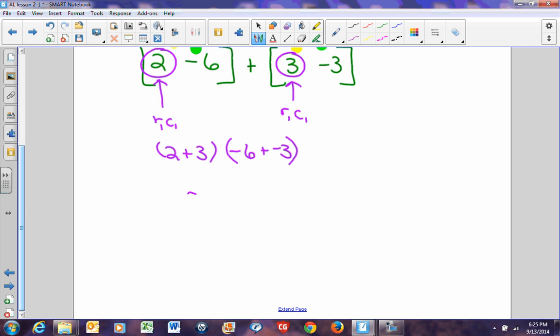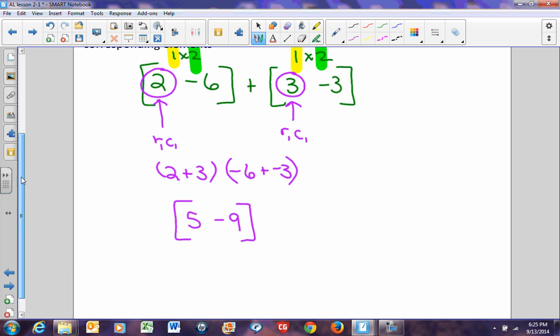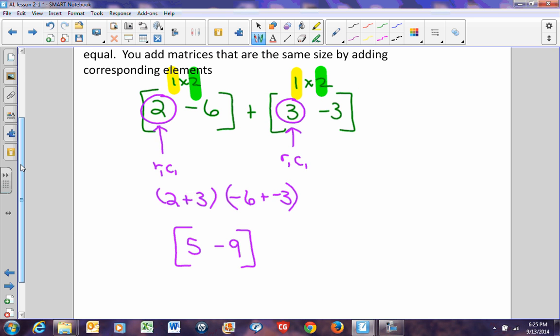When we add these numbers together, we will get the answer to our matrix. 2 plus 3 is 5. Negative 6 plus negative 3 is negative 9. Our matrix is complete. A 1 by 2 added to a 1 by 2 gives you an answer that is also a 1 by 2 matrix. 1 row, 2 columns. It does not change size when you're done. If it changes size, you messed something up.